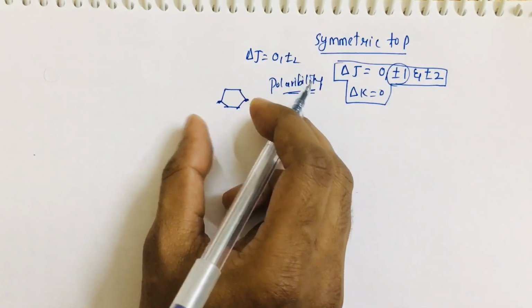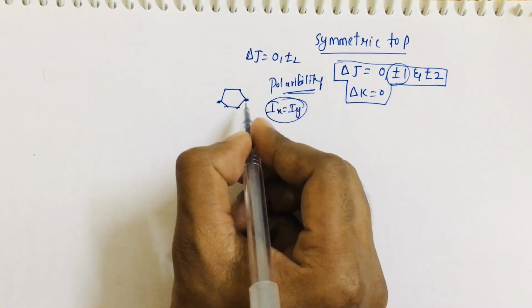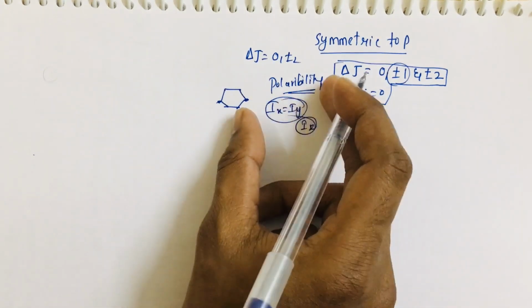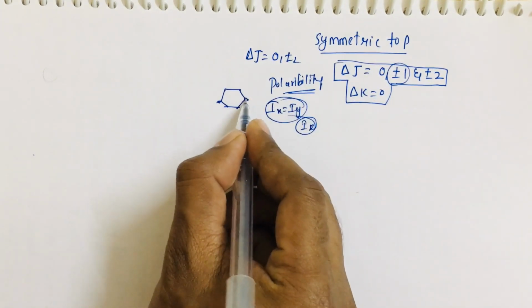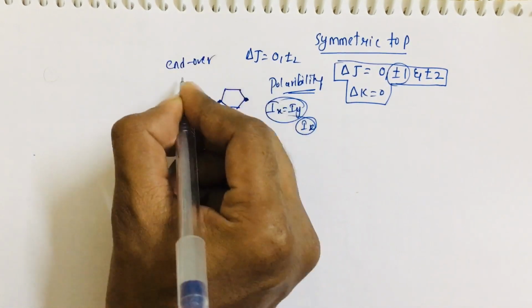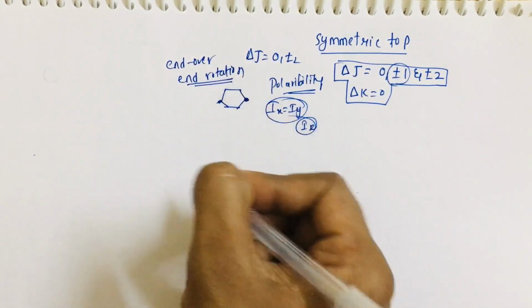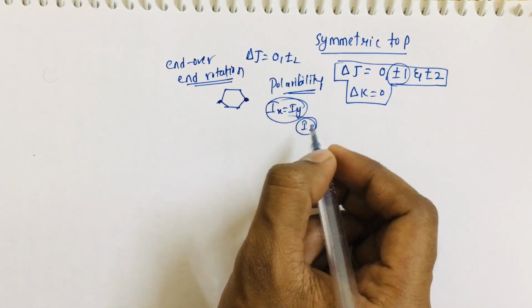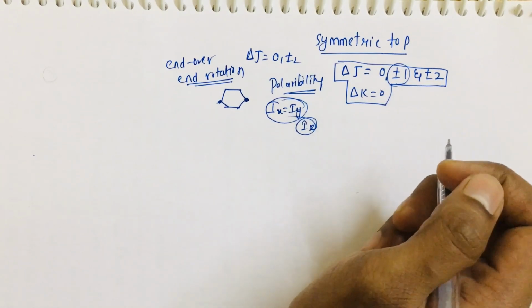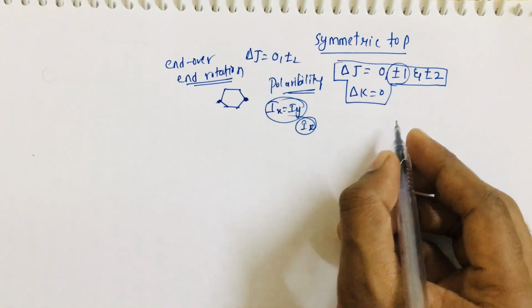For symmetric top molecules, two moments of inertia are the same, and only one moment of inertia is different. The polarizability change comes when we rotate end over end. End over end rotation produces the polarizability, and that is possible through only one moment of inertia. Because of that we have plus 1 also here.